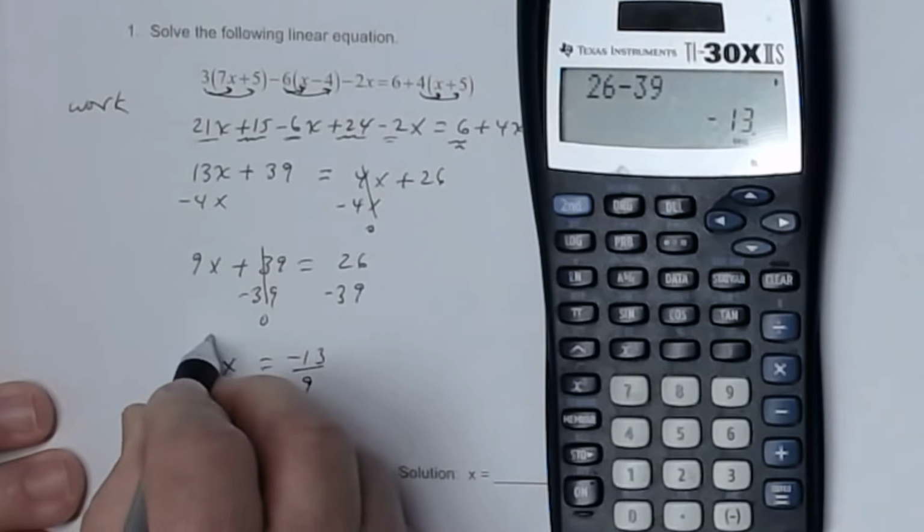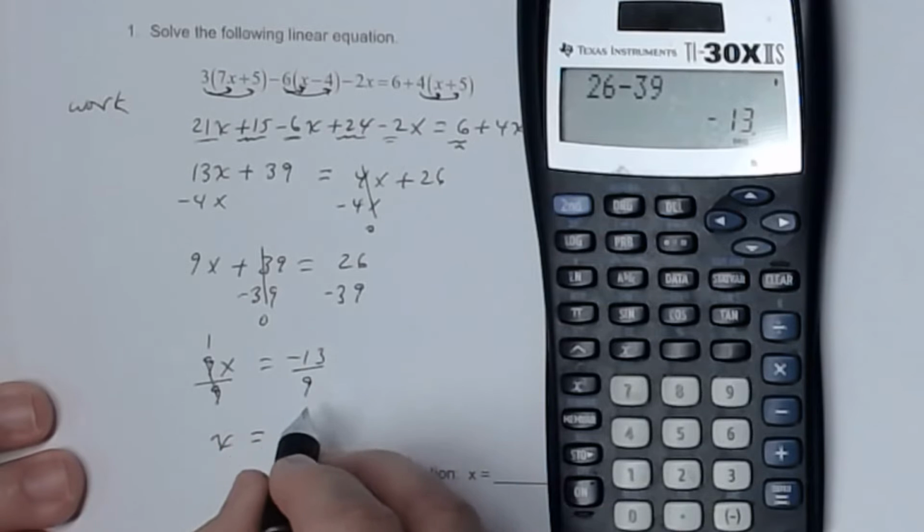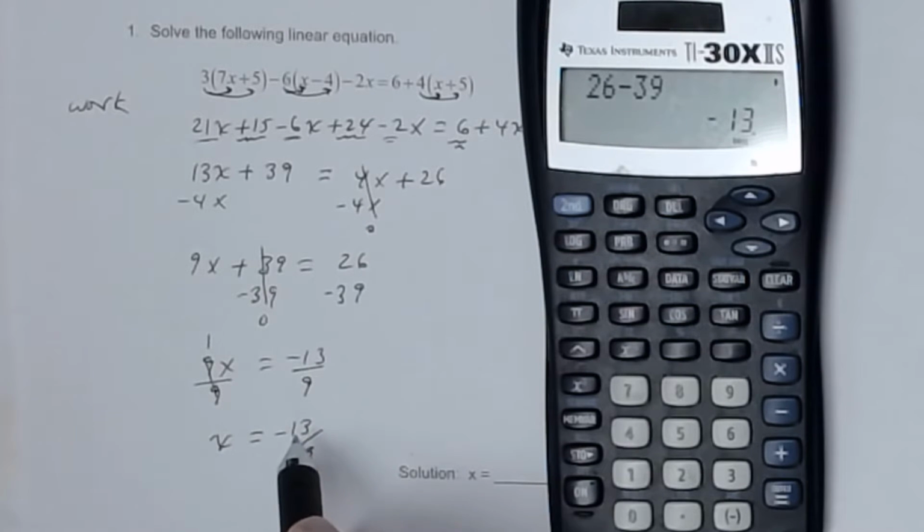And so 9 divided by 9 is 1. 1 times x is x. So I get x equal, and this is reduced, so I get negative 13 ninths. Now, it is an improper fraction. So remember, the numerator is greater than or equal to the denominator. So that's an improper fraction.